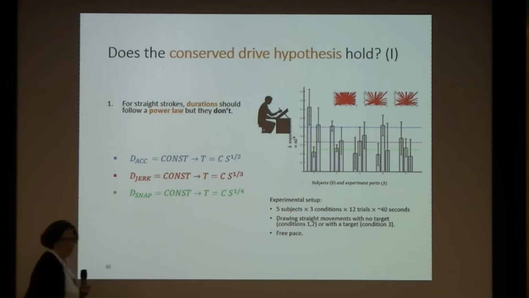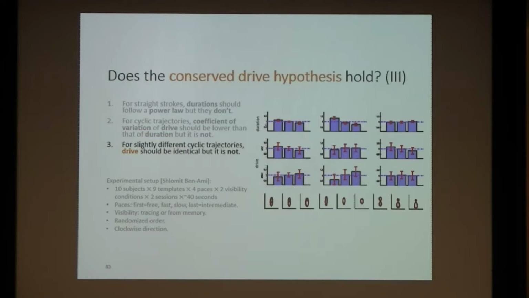We also did the same thing for ellipses. And again, we found that drive is not conserved for ellipses. So there can be different possibilities to explain why we don't have conservation, even though the minimum jerk gives a very good prediction of the data.